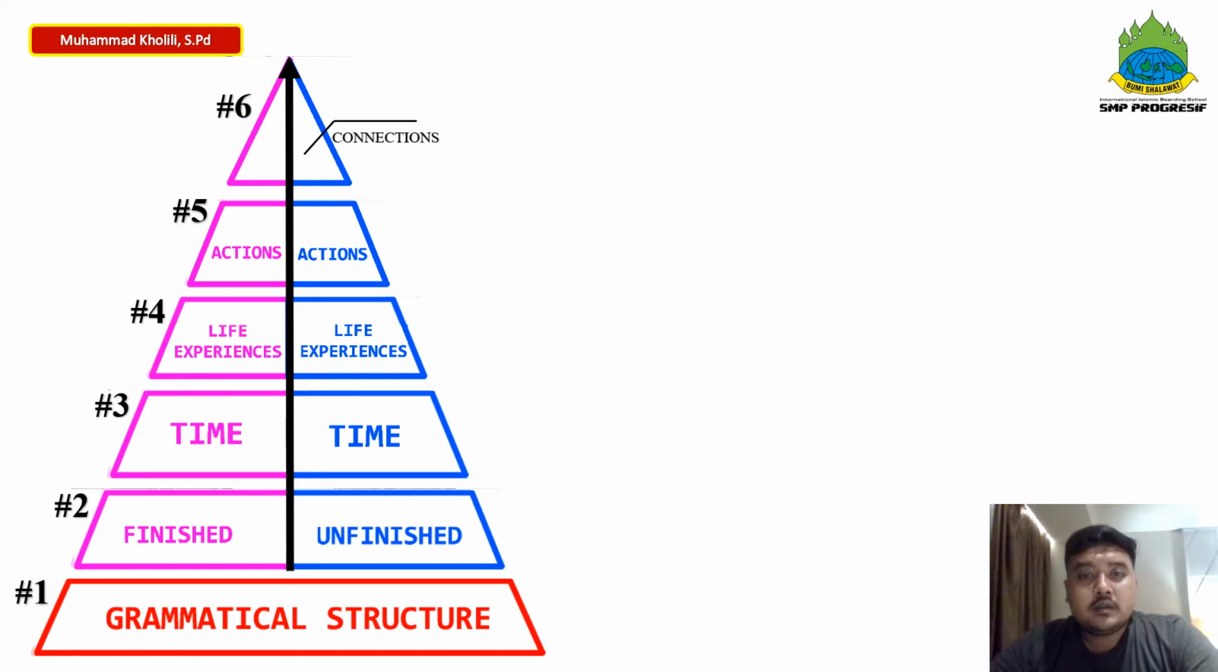In these lessons, there are 6 points we'd like to discuss, and I'm going to use this pyramid. We're going to start with the most obvious difference, starting from the grammatical structures until the last one, connection to the present. The latter parts of the pyramid are pretty simple. Meanwhile, the top of the pyramid is, in my experience, what students find the most confusing. But don't worry, I am going to give you a lot of examples.